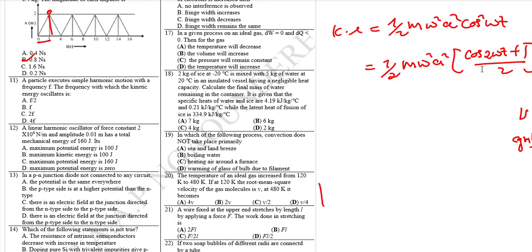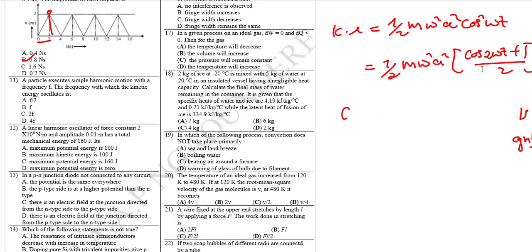So I've simply converted cos squared omega t into an identity in terms of cos 2t, from the trigonometric identities. So we know that cos 2t is equal to 2 cos squared t minus 1. So if you make cos squared t the subject, you have (cos 2t plus 1) divided by 2. So that's exactly what I've done.